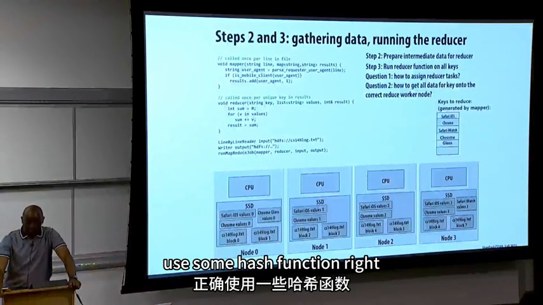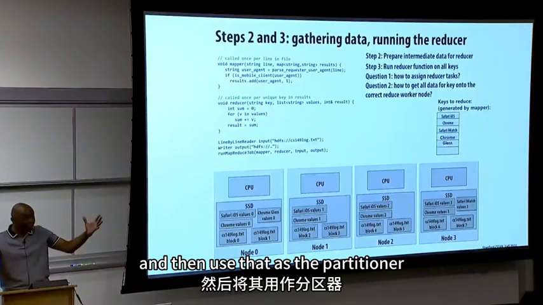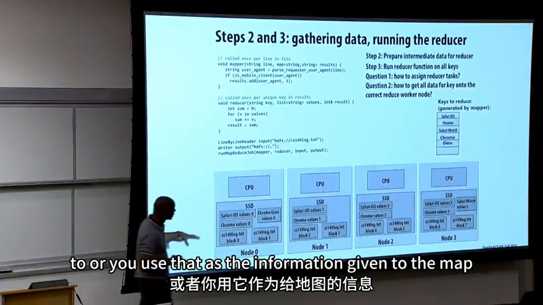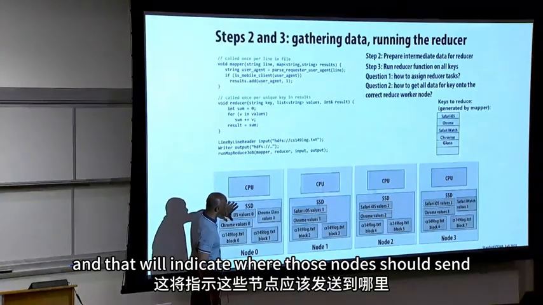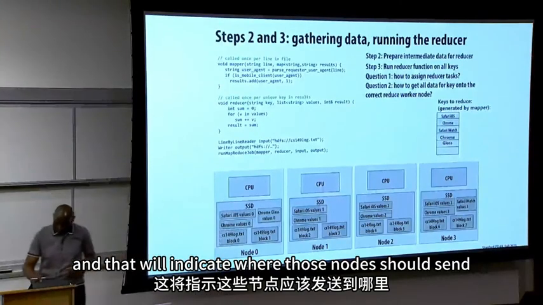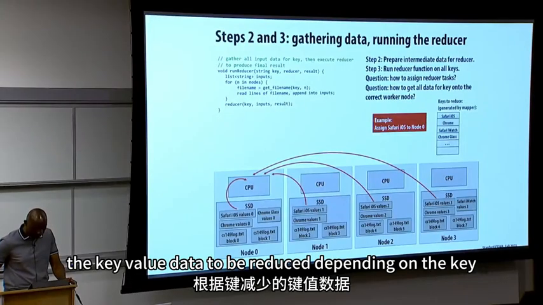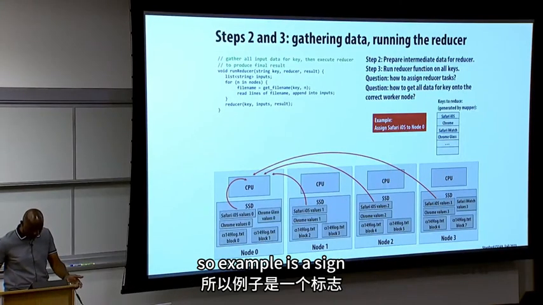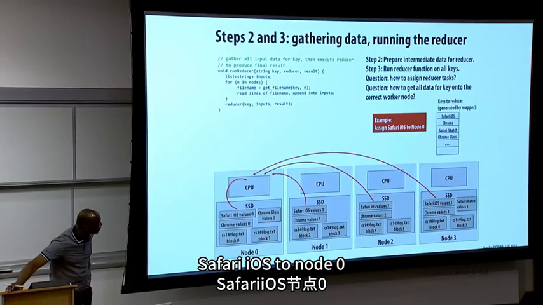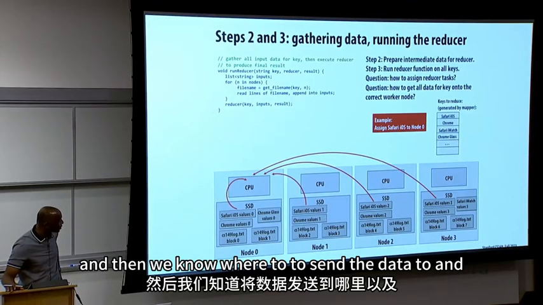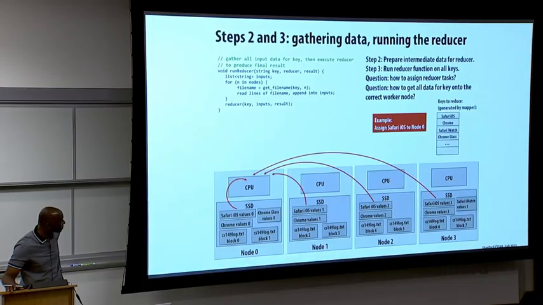Which was use some hash function, right? Based on the key value. And then use that as the partitioner, or use that as the information given to the mapping task nodes, and that will indicate where those nodes should send the key value data to be reduced, depending on the key. So an example is assign Safari iOS to node 0, and then we know where to send the data to, and where the reducer task is going to run.